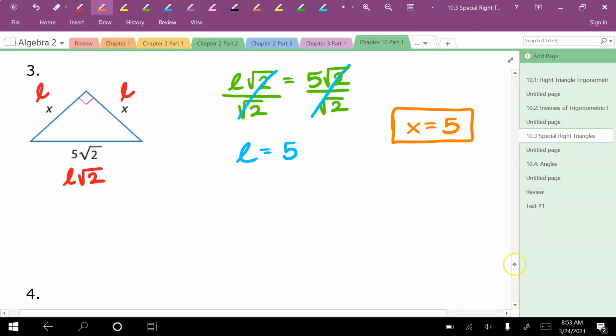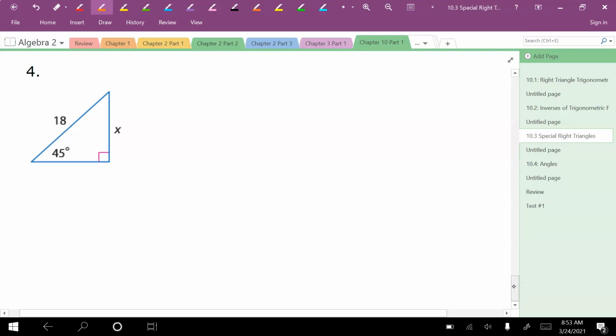Now, the last one, the x value, that's across from the 45-degree angle, so that's an L side. And the 18 is the hypotenuse, which is the L square root of 2 side. This side down here is also L, they just don't have an x there. So this one is similar to what we did on the other side with the 30, 60, 90 triangles, where we had to divide by a square root and then we had to simplify the radical. So we're having L square root of 2, and we're setting that equal to 18.